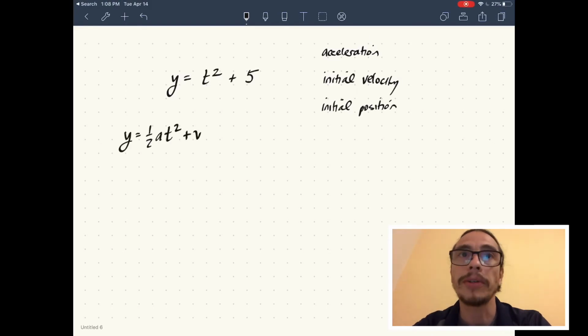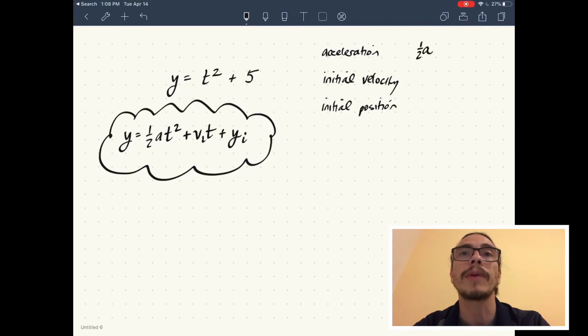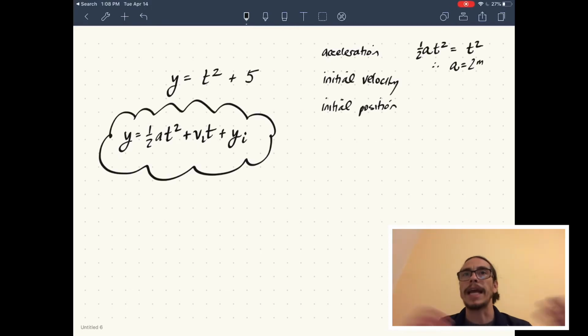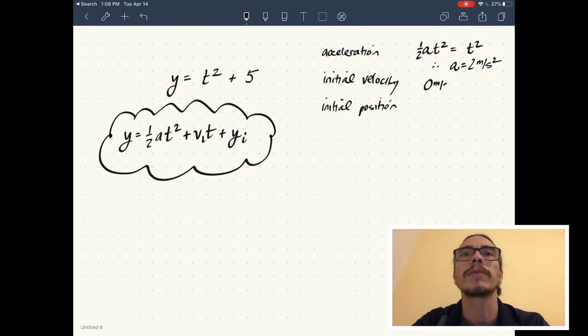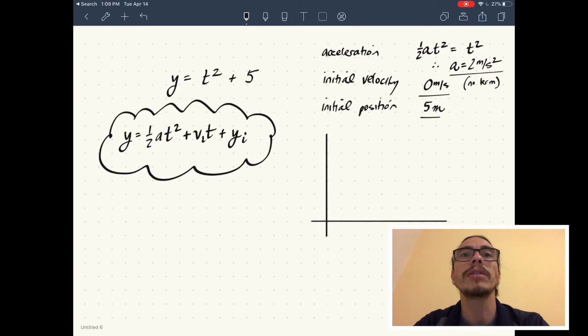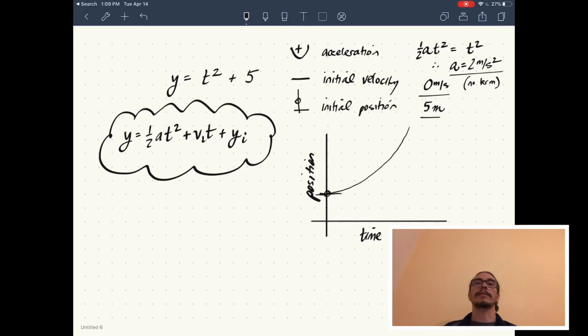Well, remember our model. We apply that to our model and say, hey, 1/2 a t squared is t squared, so a equals 2 meters per second squared. Initial velocity, there isn't a term, so 0. And initial position is 5. So this would look like we'd start it with a positive concave. It would be flat at the beginning, and it would start up high, and it curves away, just like that.